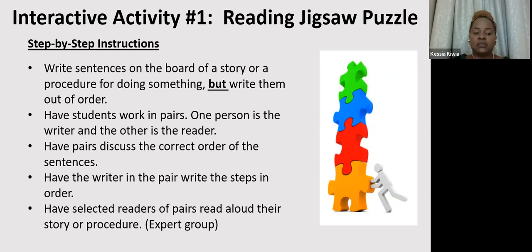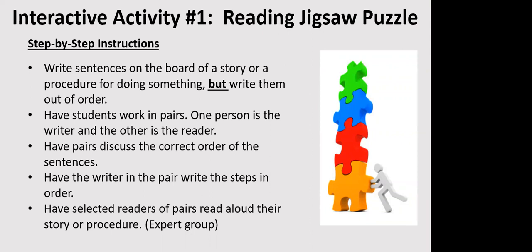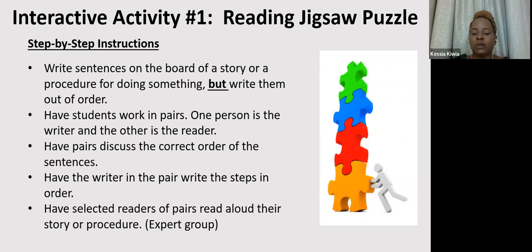Step 1: write the sentences of the story or procedure of doing something on the board. But remember, write them out of order, whether descending or randomly. After that, have students work in pairs. One person is the writer and the other person will be the reader. So here you will tell them: you are working in pairs, one will be a writer and the other one will be a reader.